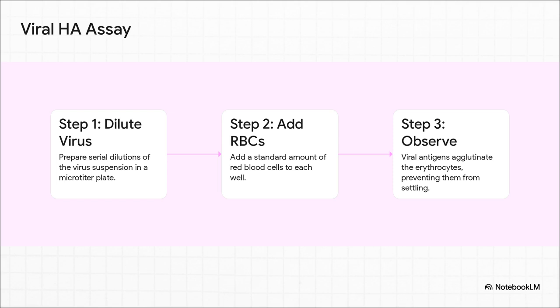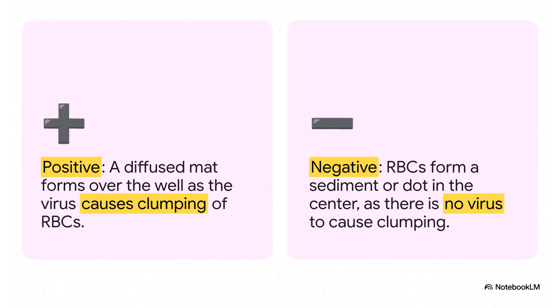You see, certain viruses, like influenza, are natural hemagglutinins. They will latch onto the red blood cells and cause them to clump up. And this just illustrates the results so beautifully. If the virus is present, it forces the red blood cells to form a lattice network, creating a diffused mat all across the bottom of the well. But if there's no virus, the red blood cells have nothing to stick to, so they just settle down into a neat little dot, or a pellet, at the bottom. A mat means virus, a dot means no virus. It's a wonderfully simple visual readout.